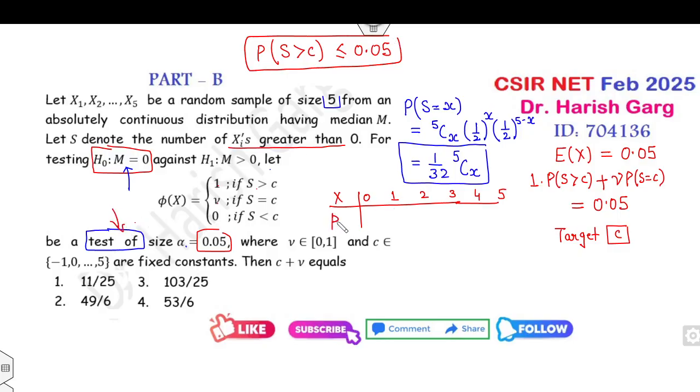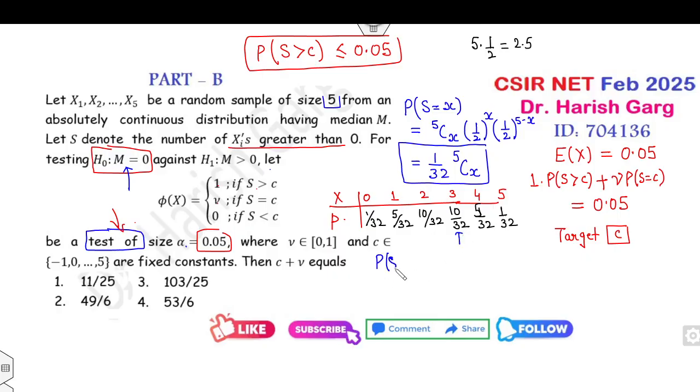Now you can see what is the probability. If x is equal to 0, 5C0 is 1 over 32. 5C1 is 5 over 32. 5C2 is 10, 5C3 is again 10, 5C4 is 5, sorry, 5C5 is 1. Fine. Now you can see, what is the mean of this? Roughly the mean is n into p, that is 2.5. So let's start with 3 first.